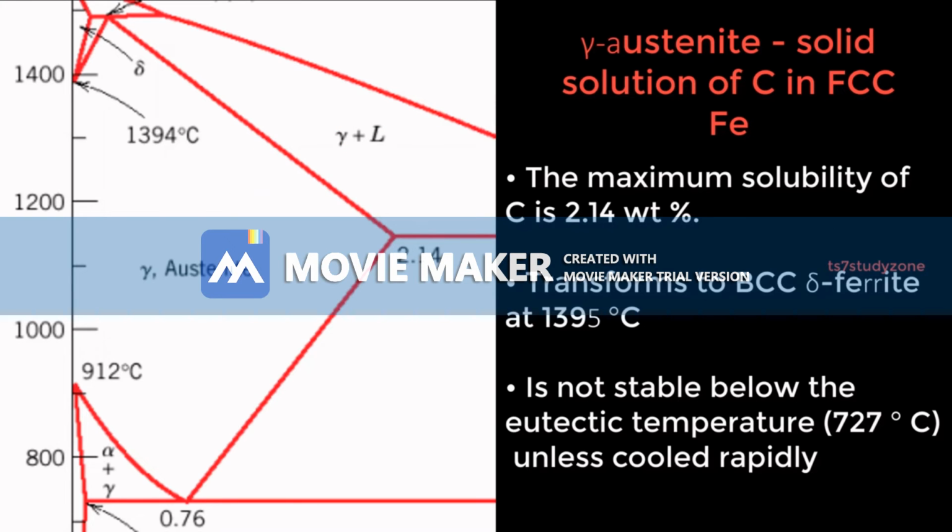Gamma austenite, solid solution of C in FCC Fe. The maximum solubility of C is 2.14 weight%. Transforms to BCC delta ferrite at 1395 degrees Celsius. Is not stable below the temperature 727 degrees Celsius, unless cooled rapidly.